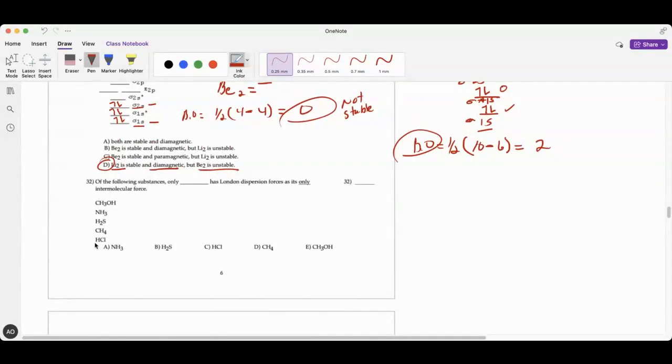Of these substances here, these are the same substances down here. Which one has London dispersion forces as its only intermolecular force?